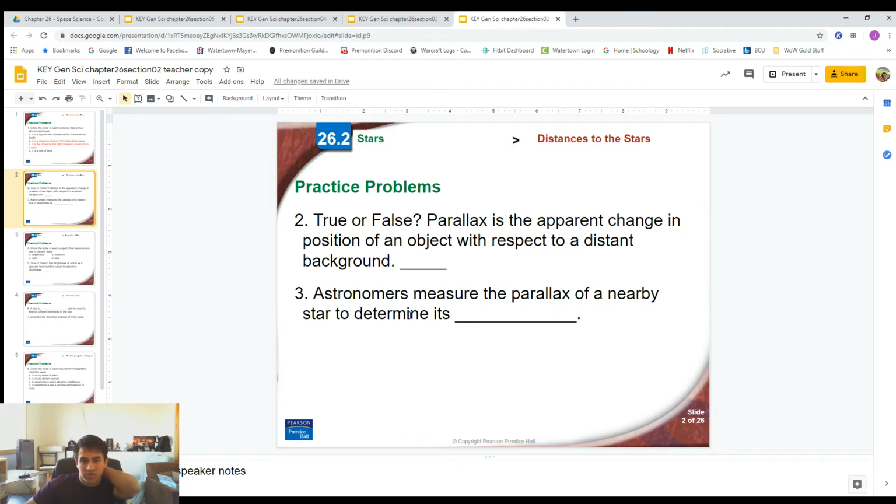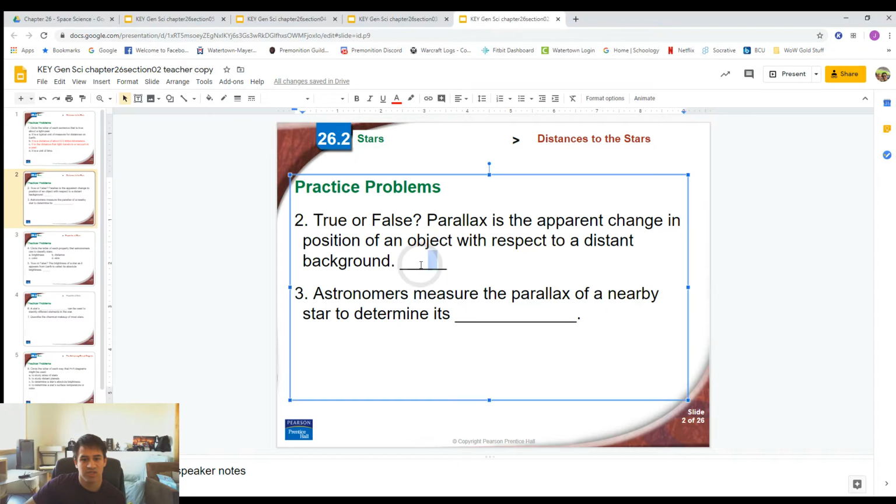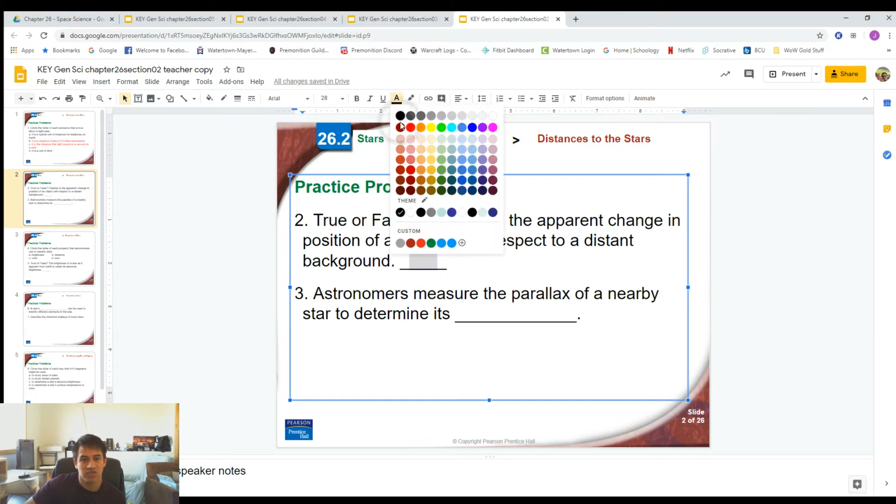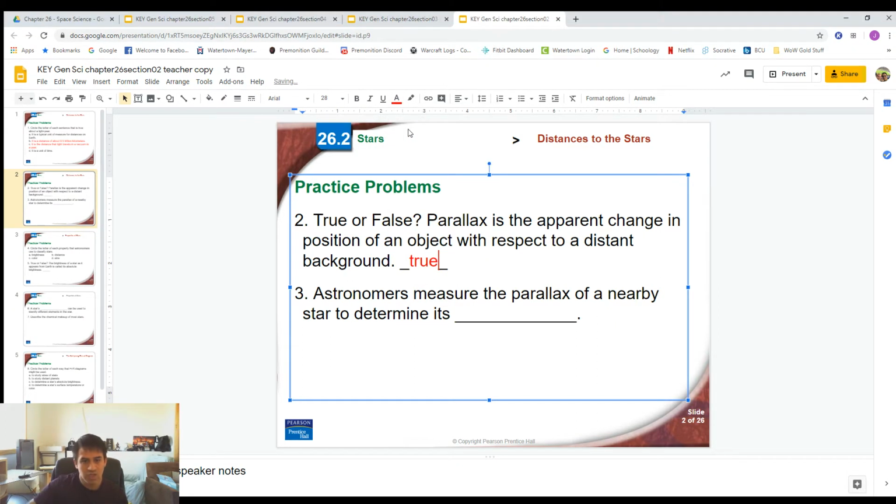Number 2, true or false, parallax is the apparent change in position of an object with respect to a distant background. That is true. So parallax is where it looks like something is moving, like its position has changed with respect to things behind it, but in reality, it hasn't moved at all. It's the observer that has moved, or the viewpoint that you're viewing it from that has moved.